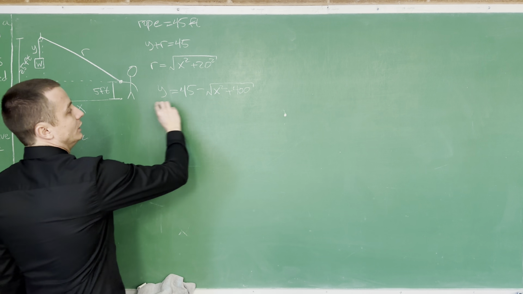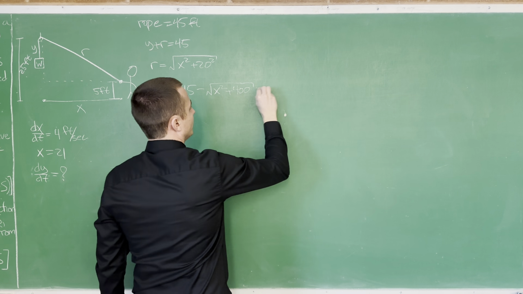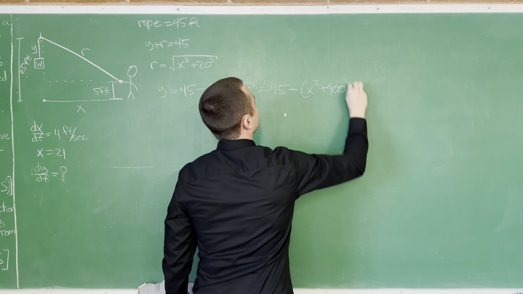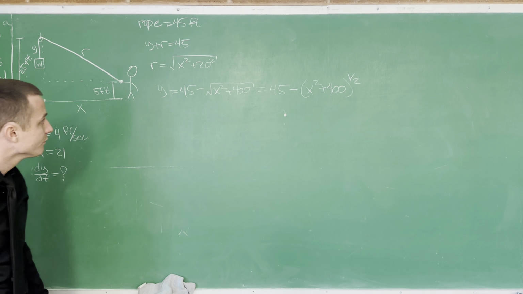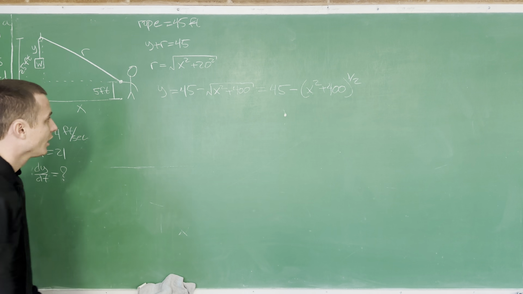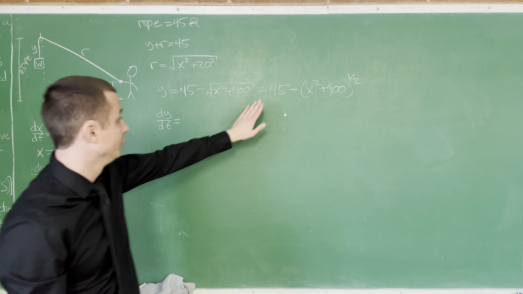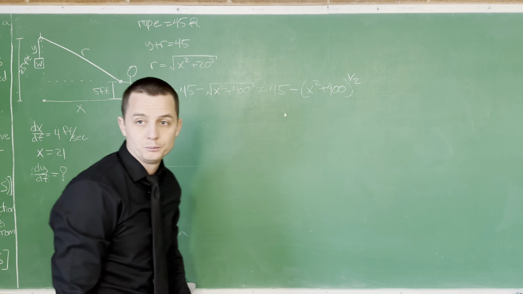Okay, so let's take our derivative. Let me write this one more way to help you guys think. Now we're looking for dy dt. y equals 45 minus the square root of x squared plus 400. 45 does nothing; the derivative of 45 is 0. The derivative of this term is minus 1/2, we still have the negative sign there, times x squared plus 400 to the minus 1/2.